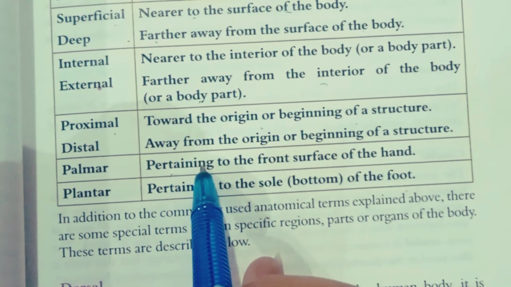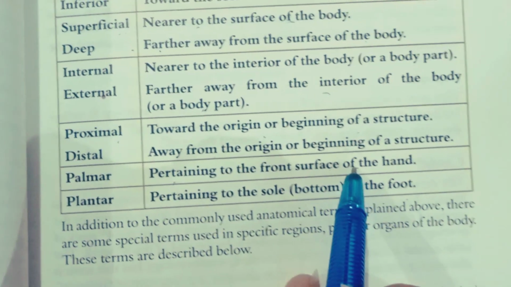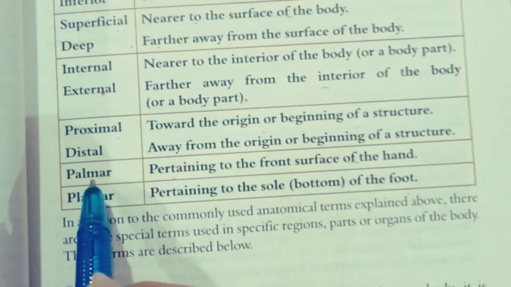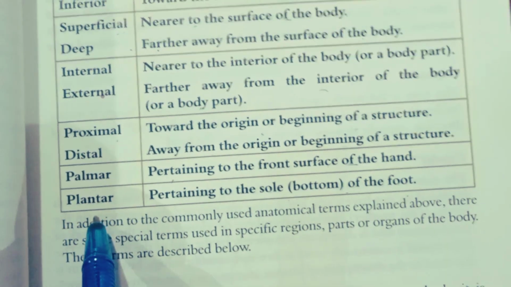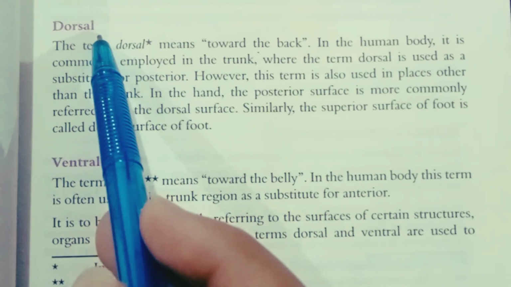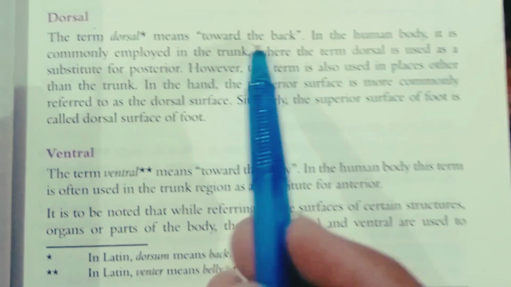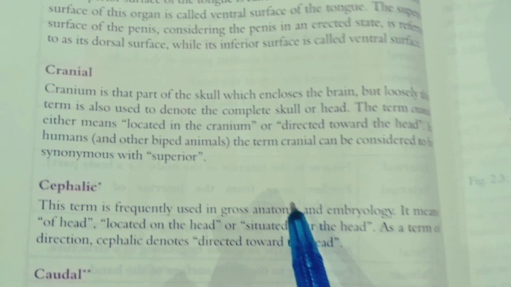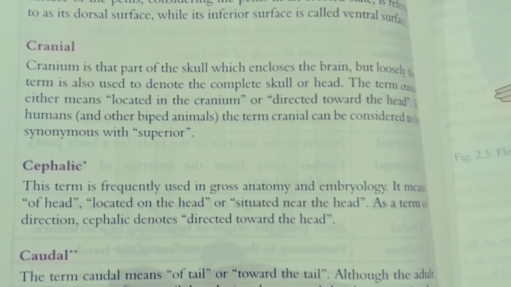Palmar pertaining to the front surface of the hand, and plantar pertaining to the sole bottom of the foot. Palmar is used for the hand and plantar is used for the foot. Some other terms are also used, for example dorsal, which means toward the back, ventral means toward the belly. Other terms are cranial, cephalic and caudal.